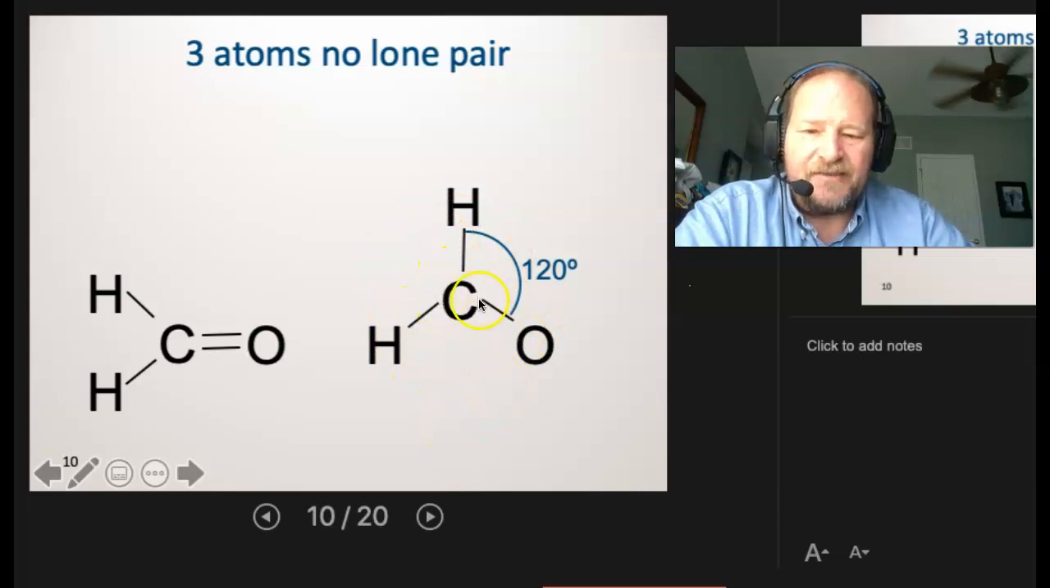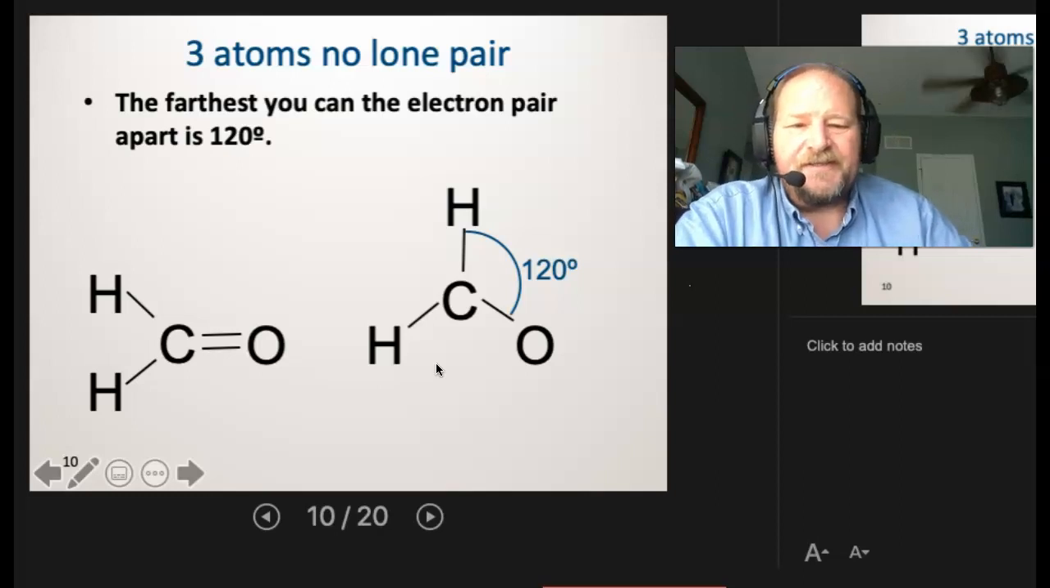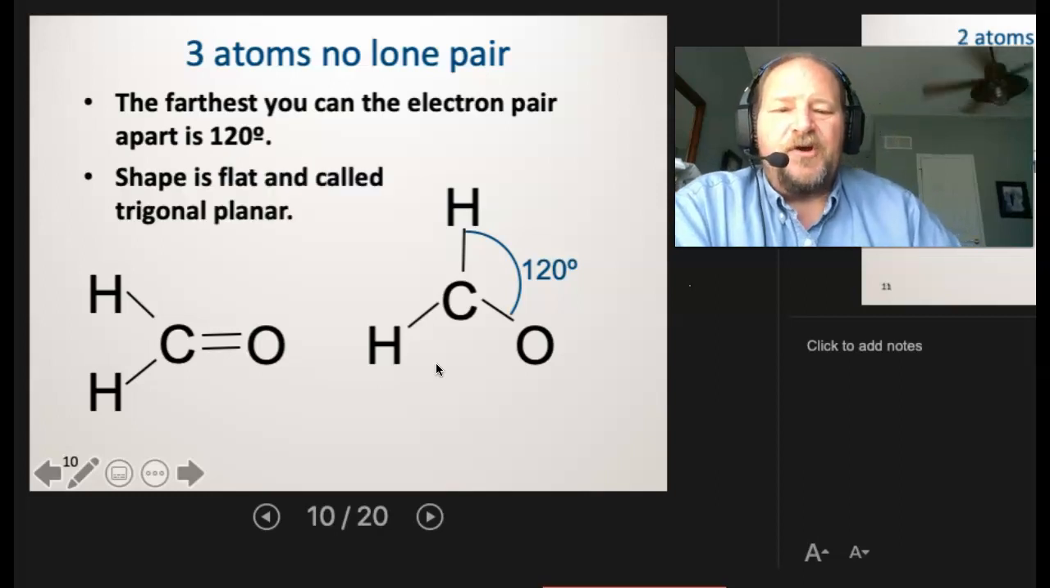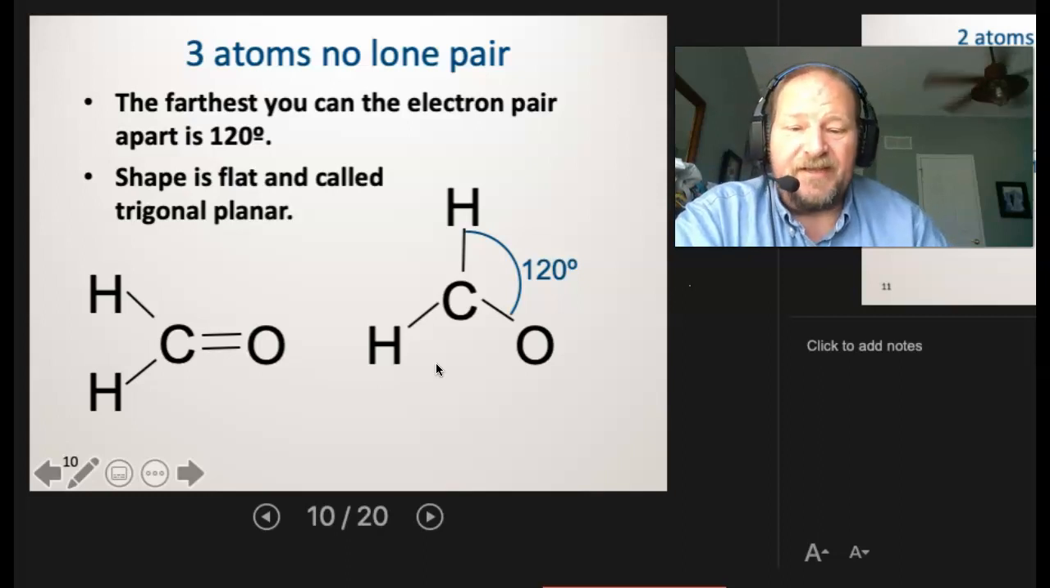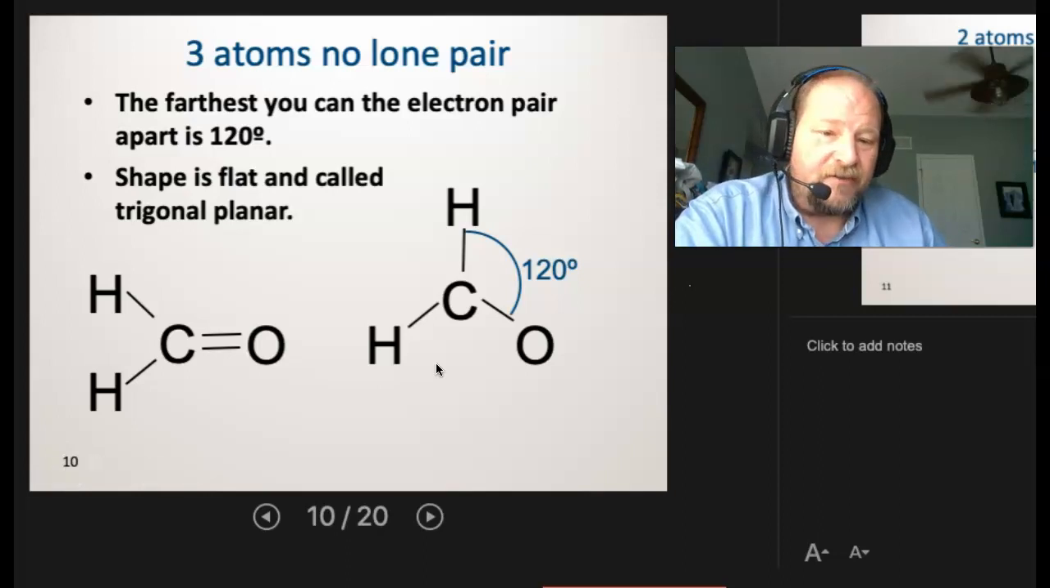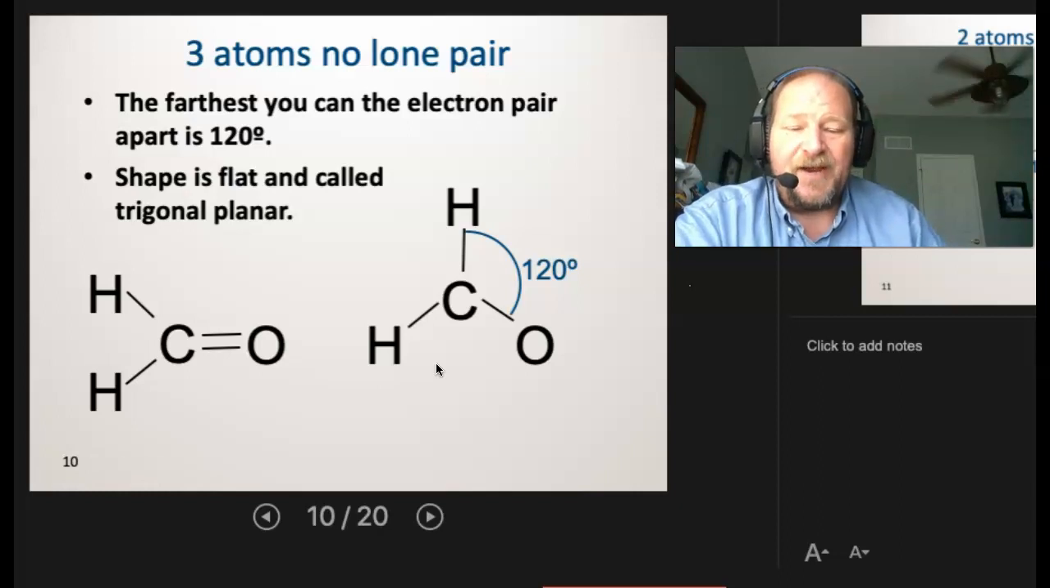And notice all the lines are in the same plane. So the furthest I can get away is 120 degrees. In this situation, we call it trigonal planar. So we have trigonal pyramidal when we have 3 things connected, and we have trigonal planar when 3 things are connected. The difference between the two, remember, is that lone pair. Trigonal pyramidal had a lone pair of electrons. Trigonal planar doesn't have any lone pairs.